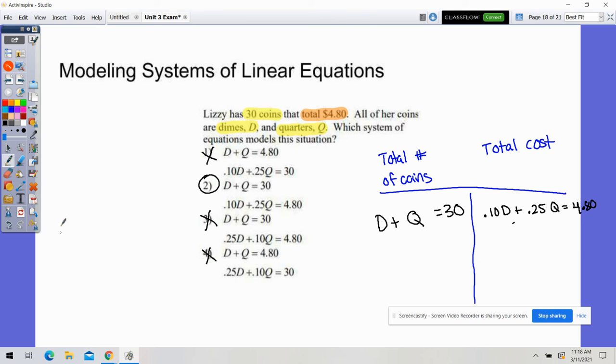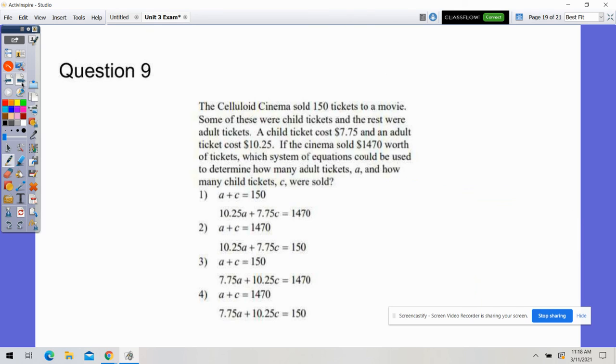Okay, now it is time for you guys to try one on your own. The Celluloid Cinema sold 150 tickets to a movie. Some of these were child tickets and the rest were adult tickets. A child ticket cost $7.75 and an adult ticket cost $10.25. If the cinema sold $1,470 worth of tickets, which system of equations could be used to determine how many adult tickets A and how many child tickets C were sold?